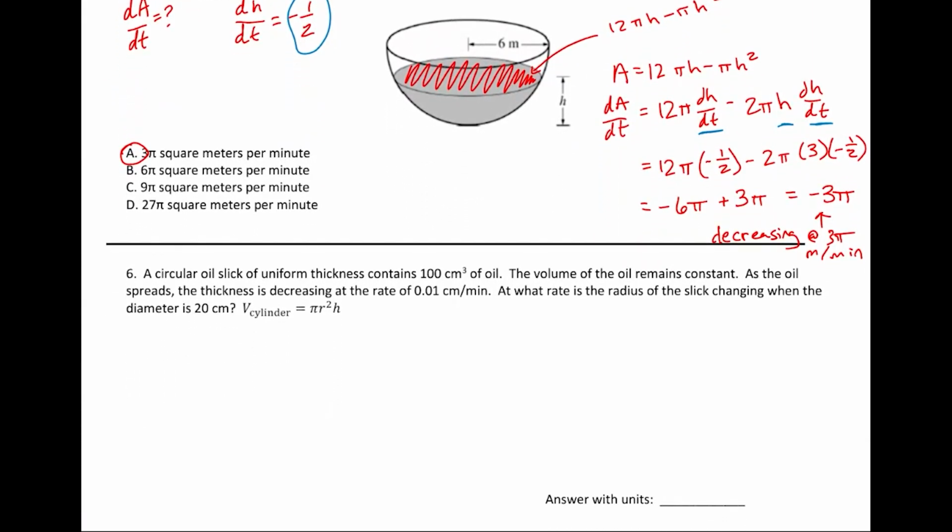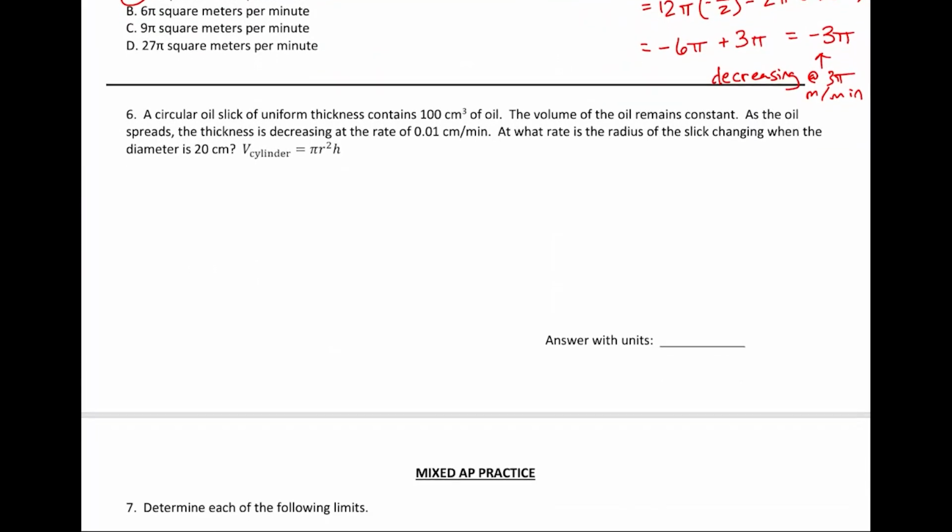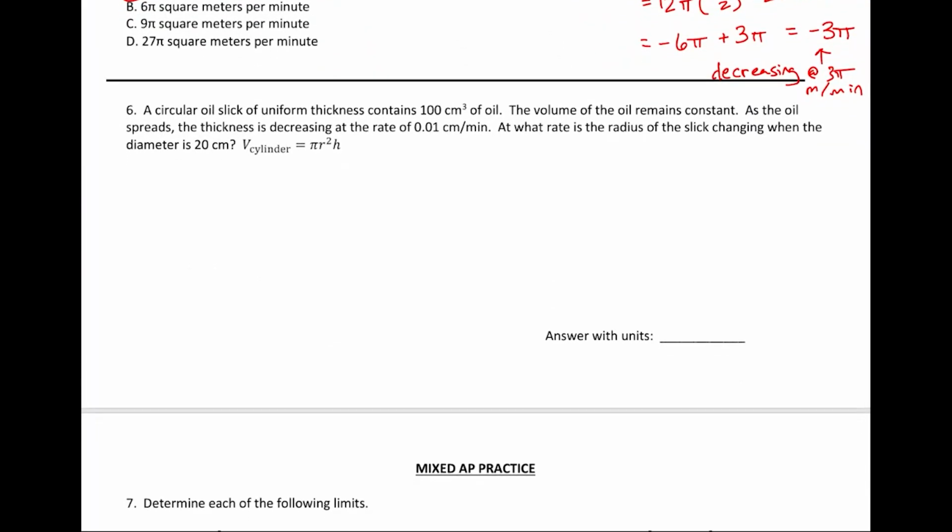Number 6, a circular oil slick of uniform thickness contains 100 cubic centimeters of oil. The volume of oil remains constant. Okay, so it's a circular oil slick, uniform thickness. So basically, we've got like this circle with a little bit of thickness. So really what we have is this real short cylinder, something like this. Okay, so we have the volume.